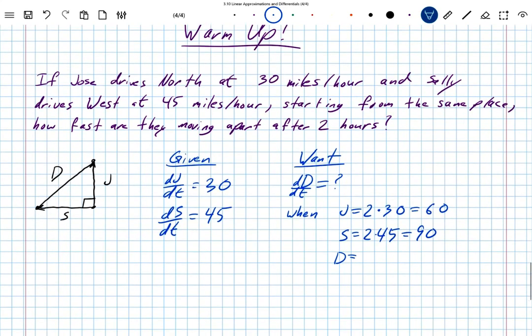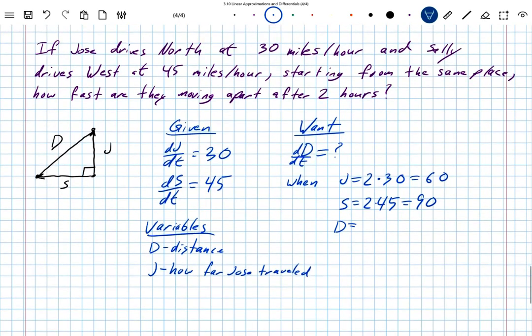We'll fill it in. Normally, I would have a little spot here for variables, but I think they're pretty clear, right? I think it's pretty clear from the diagram what D is: distance. J is how far Jose traveled. So I might forgive you for not including these if the picture is super clear. S is how far Sally traveled. And then, of course, T is time.